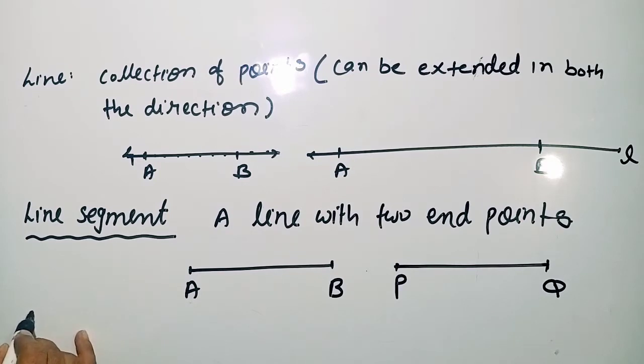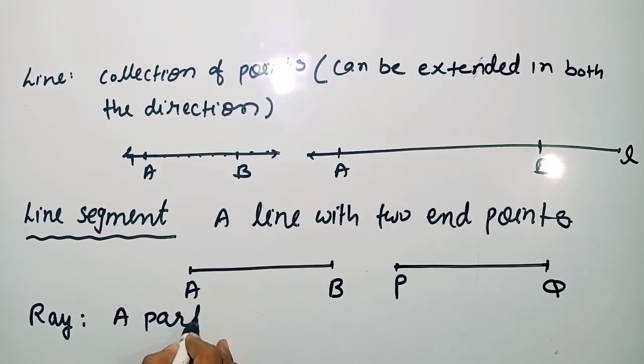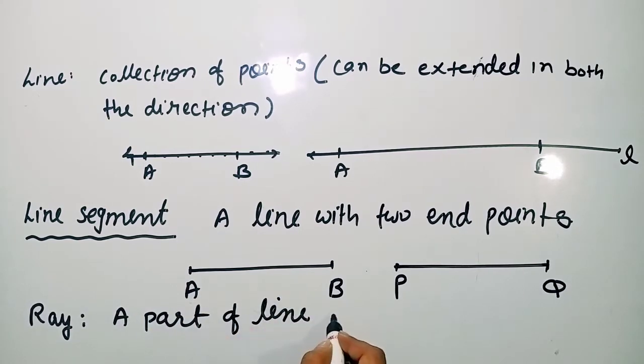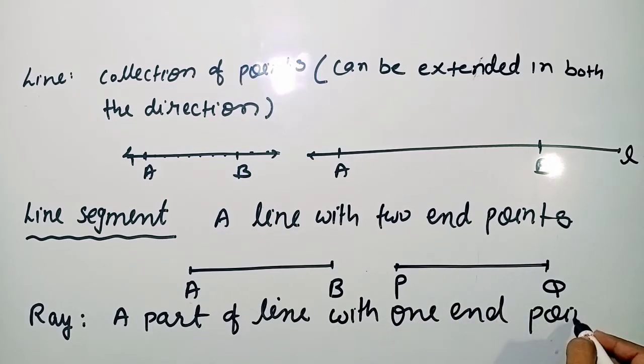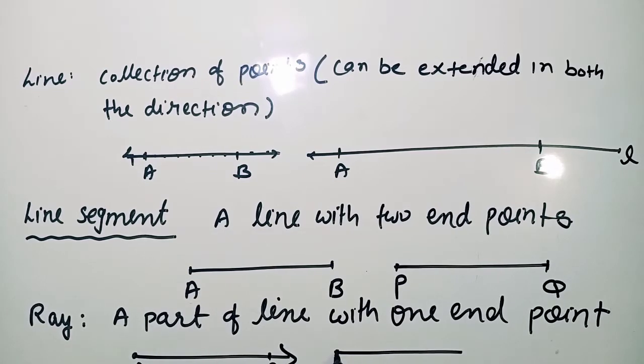Then after that, ray. What is a ray? A line which can be extended in only one direction, or a line which has one endpoint. A part of a line with one endpoint is known as a ray. Here A is the endpoint and B can be extended in the other direction; P is the endpoint and Q is extended in another direction, right students? So a ray can be extended in only one direction.